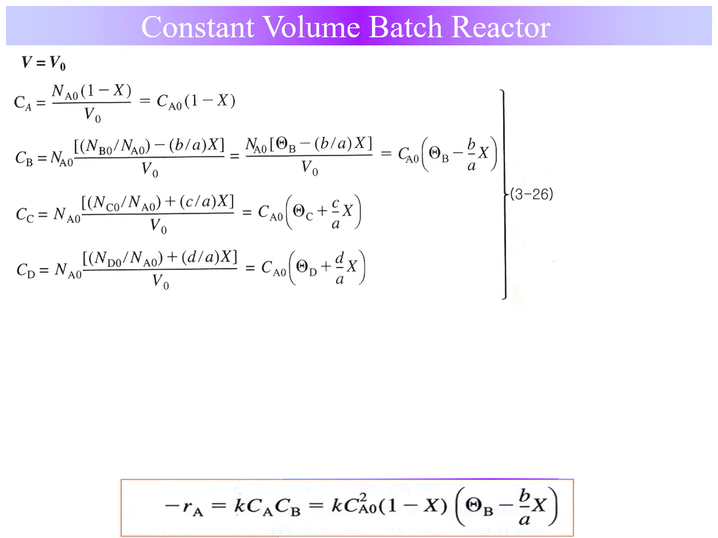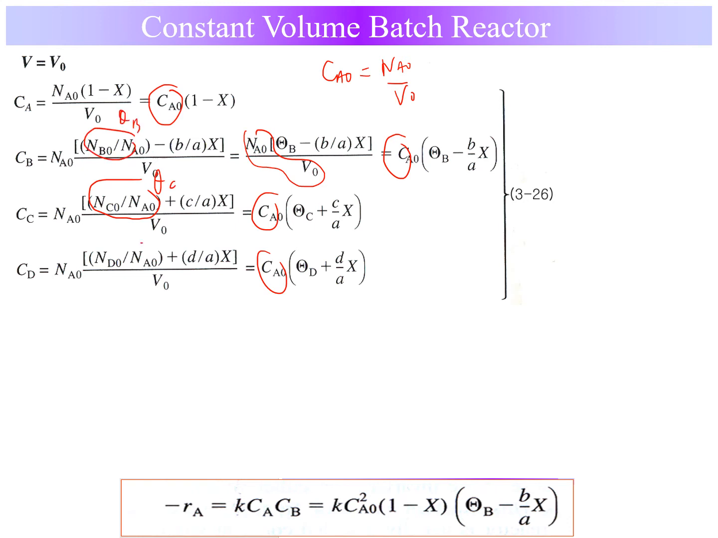At the end, what you will get is in terms of CA naught for each of the components here. CA naught is equal to NA naught over V naught, same as this one. Remember this one represents theta C, this one is theta B, and this one is theta D. This is the final equation for the concentration terms.